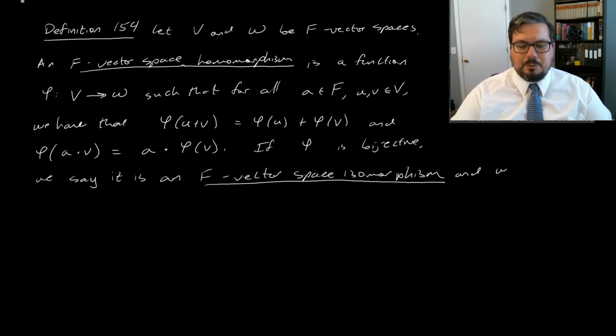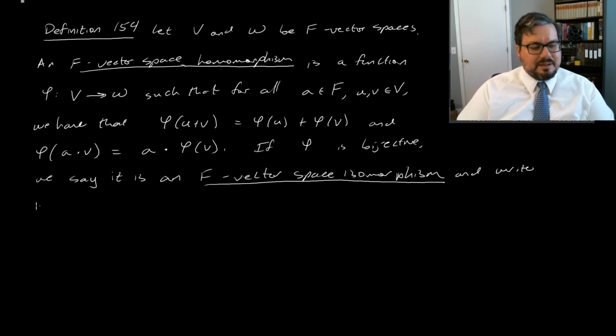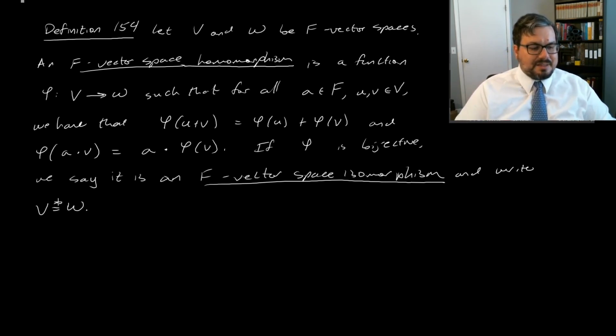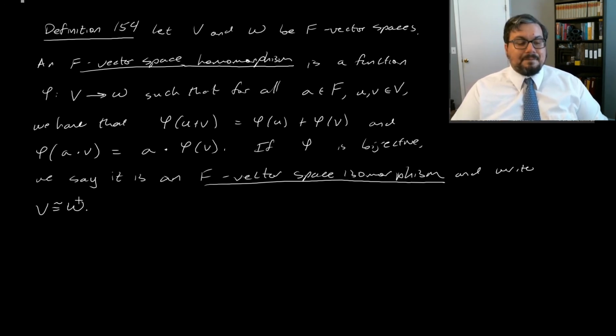And we write, in this case, that V is isomorphic to W. Now, I do want to point out briefly that this symbol, this isomorphism symbol that we have here, is a little ambiguous. We've used it for a lot of things. We've used it to mean isomorphic as groups. We've used it to mean isomorphic as rings. We're now using it to mean isomorphic as vector spaces.